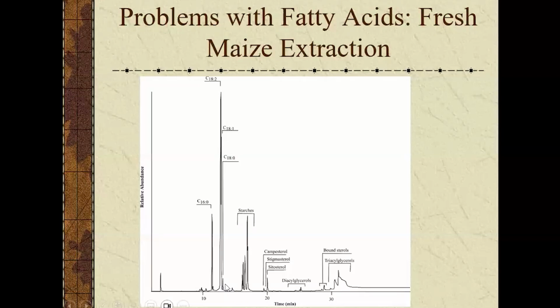So it fits the description I gave you, right? There's more C16:0 than C18:0. There's more unsaturated fatty acids. And there are as well a variety of other compounds, including these plant sterols, which are biomarkers for plants: campesterol, stigmasterol, and sitosterol. And here are the triacylglycerols. Since it's a fresh residue, there's still lots of these fats in their normal state.